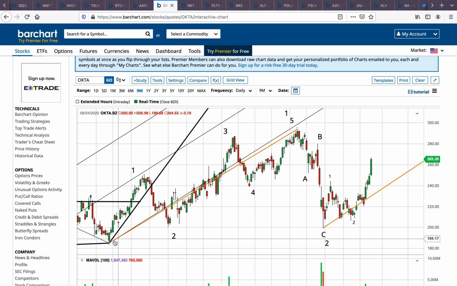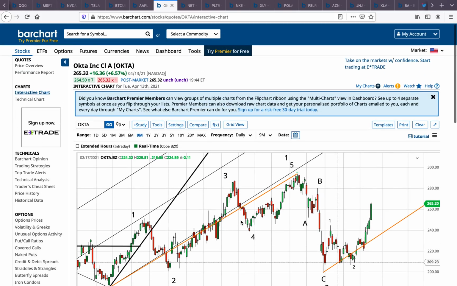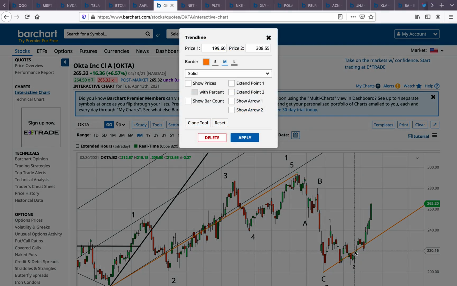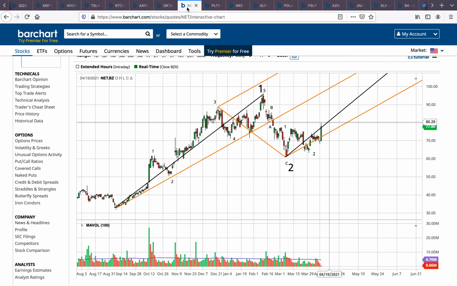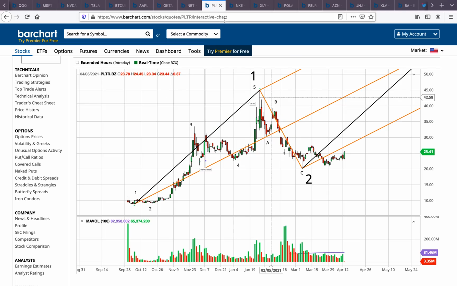Okay, we take the length of wave 1, we place it at the wave 2 low. Okta conservatively is going to 308. So this is just working out spectacularly. We talked about Okta at 220. We were looking for this 308 target to conservatively be reached by September. That looks like it's going to happen. Okay, I wouldn't chase Okta here, but what I am saying is, we're having a lot of confirmation now that this software sector is about to explode this summer.